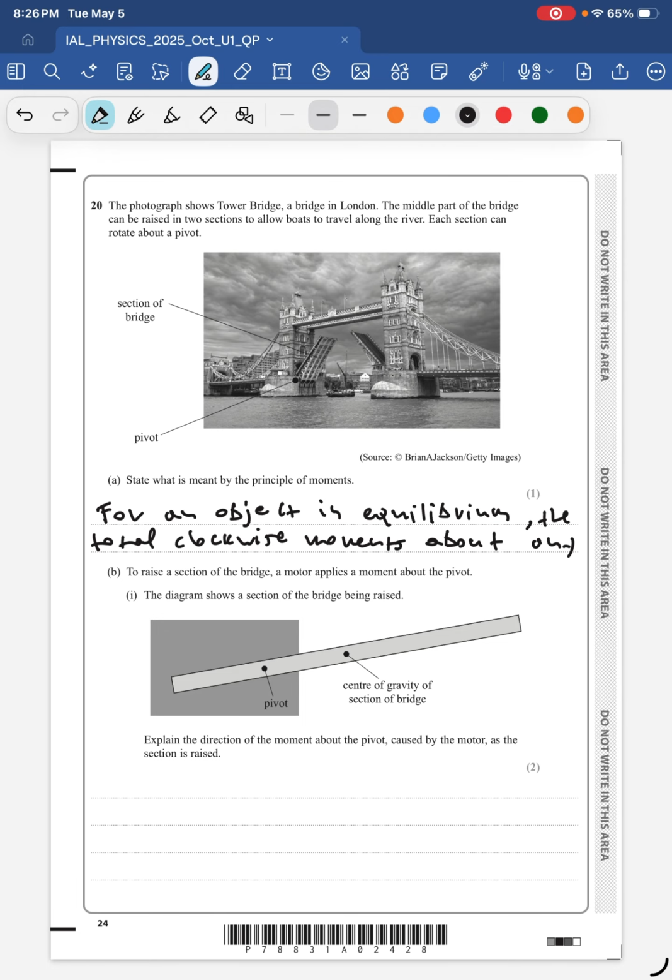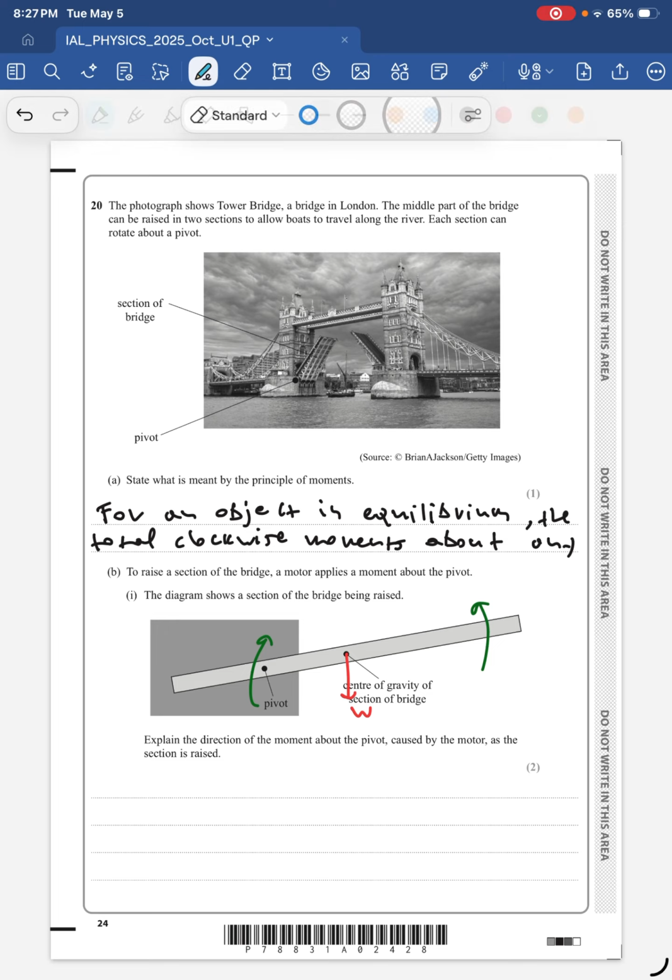B. To raise a section of the bridge, a motor applies a moment about the pivot. The diagram shows a section of the bridge being raised. So you have the pivot, the center of gravity. Explain the direction of the moment about the pivot caused by the motor as the section is raised. So we will have the weight that causes a clockwise moment, so the motor has to provide an anti-clockwise moment.